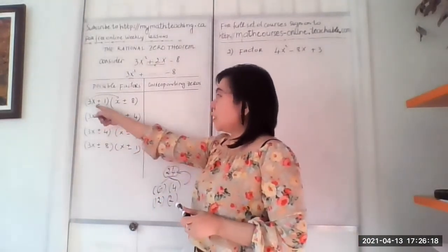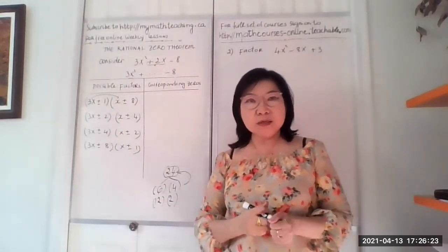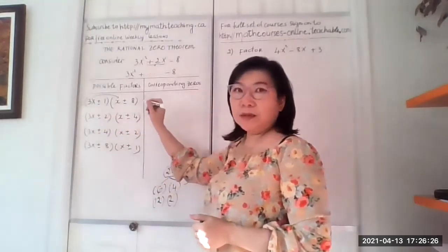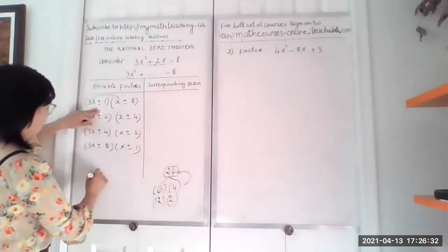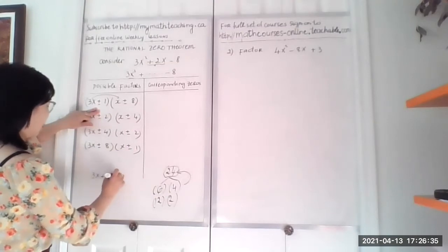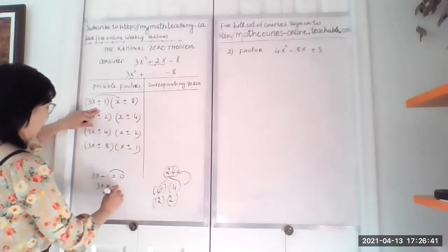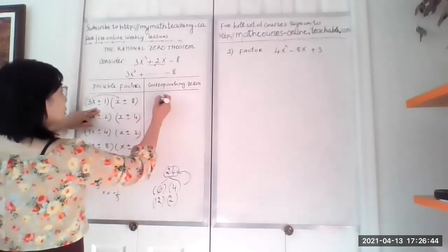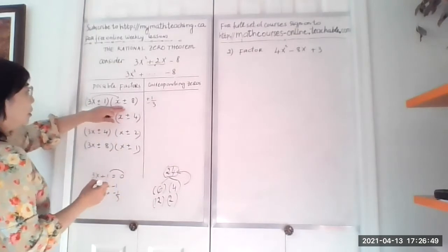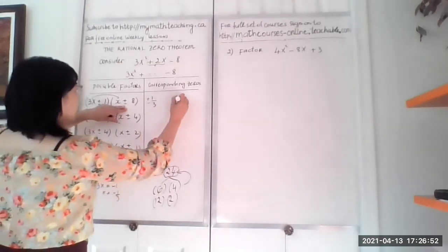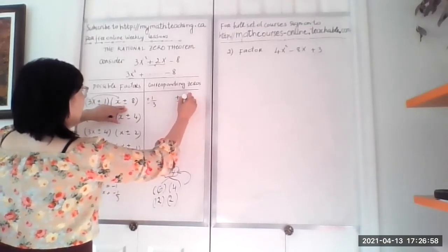So let's say you set 3x plus 1 equals 0 and solve for x, the corresponding zero for this one will be, let's do it down here, 3x plus 1 equals 0. Move it over, 3x equals minus 1, x equals minus 1 over 3, right? So the corresponding zero for x will be plus or minus 1 over 3. If you set the second bracket equal to 0, the corresponding zero will be x equals plus and minus 8.